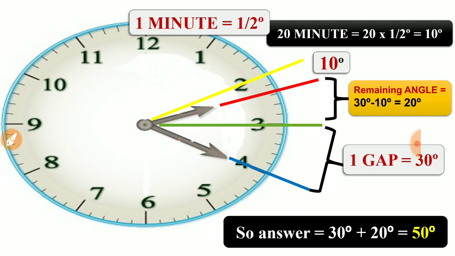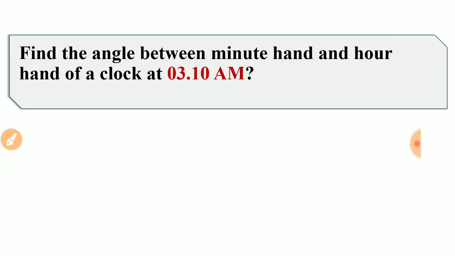Okay, so I think these points are clear to you. Clearly, use your pen and paper for solving it, and always draw a dial before solving every question. I will explain with one more question. Find the angle between the minute hand and the hour hand of a clock at 3:10 a.m.